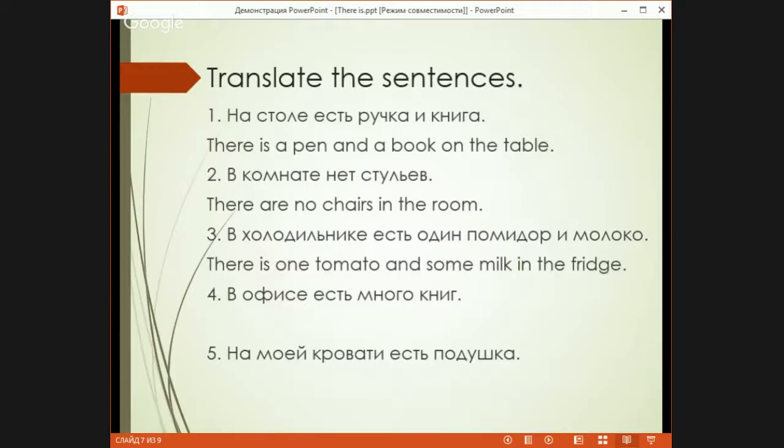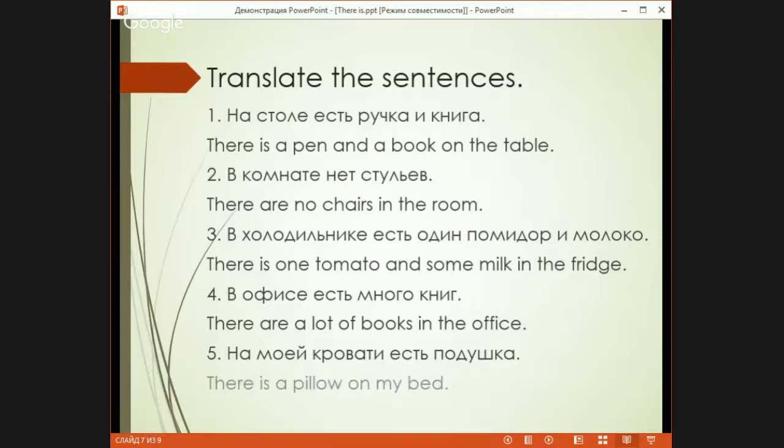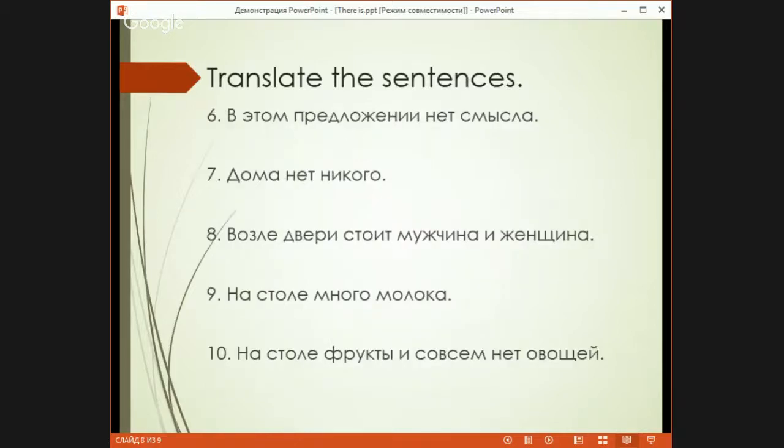There is one tomato and some milk in the fridge. There are a lot of books in the office. There is a pillow on my bed. Look at the sentences and then I will read you the answers. There is no sense in this sentence.